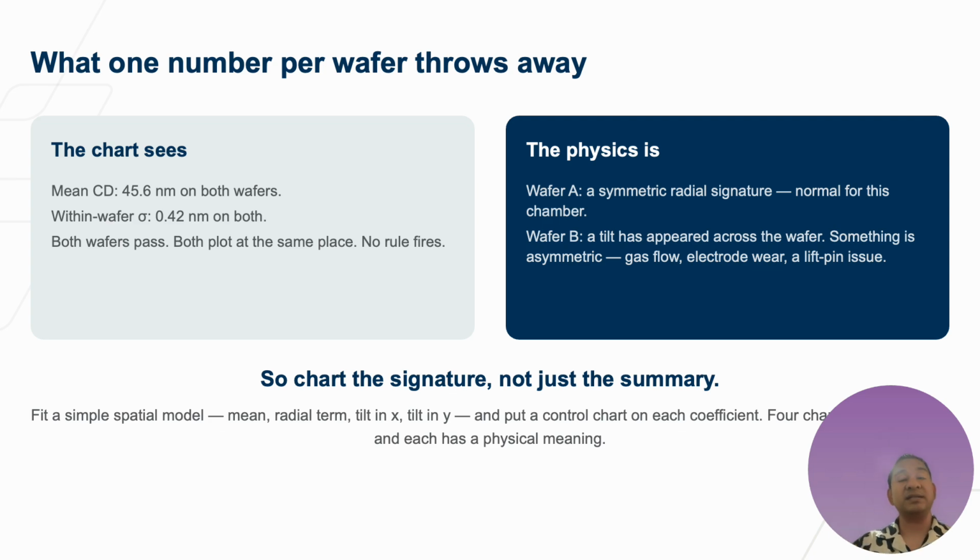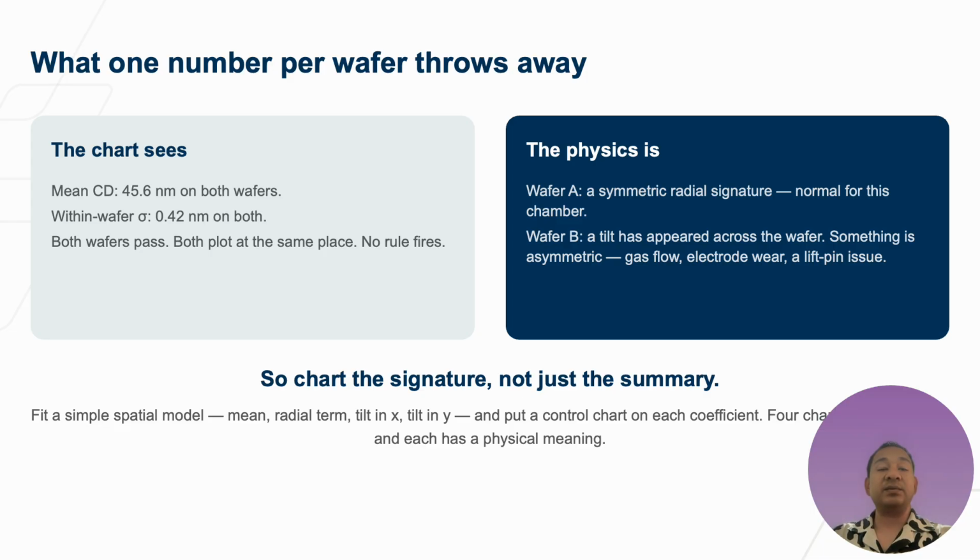So chart the signature, not the summary. Fit a simple spatial model to each wafer: an overall mean, a radial term, a tilt in X, and a tilt in Y. That is 4 coefficients from a linear fit that takes microseconds. And then pull a control chart on each coefficient. 4 charts instead of 1, and each one has a physical meaning.